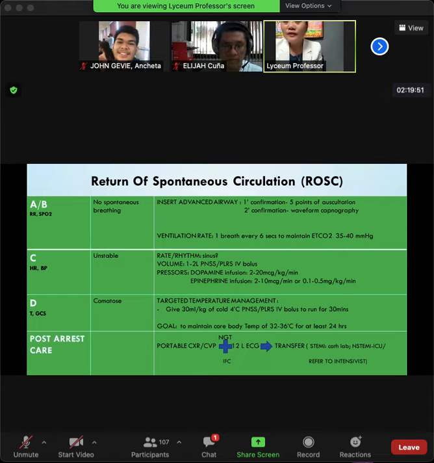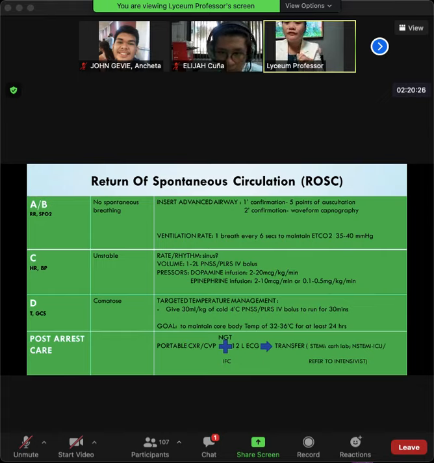So, once you have revived the patient, once you have the pulses, so na-revive mo yung patient, then you do your ABCD. So, how are you going to do? Your airway, you have to check for the respiratory rate and the SpO2 of your patient. If the respiratory rate is 6 or the patient is gasping, then you need to insert an advanced airway. Okay? Or if the patient has no spontaneous breathing, then intubate the patient.